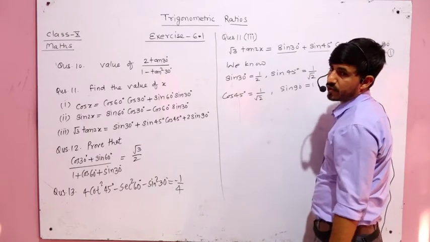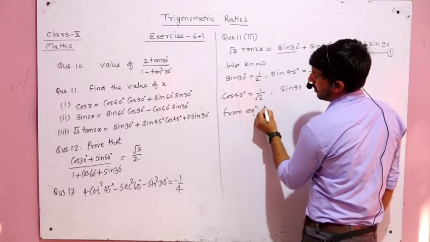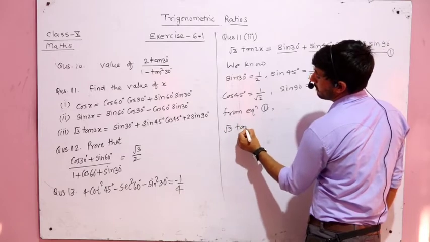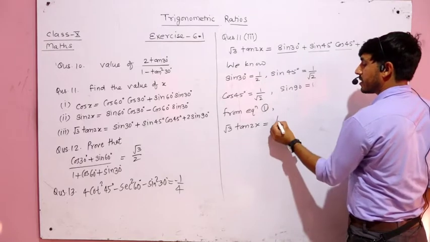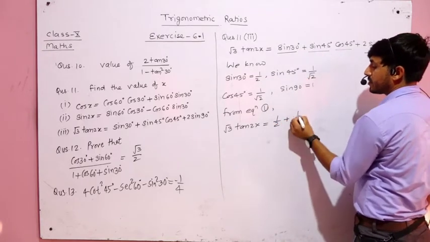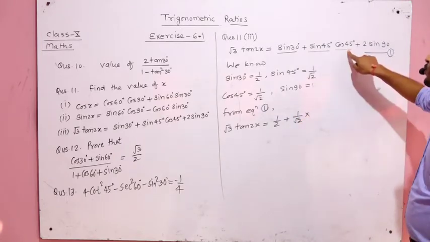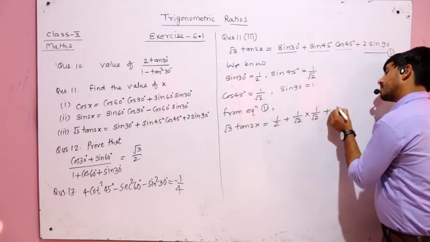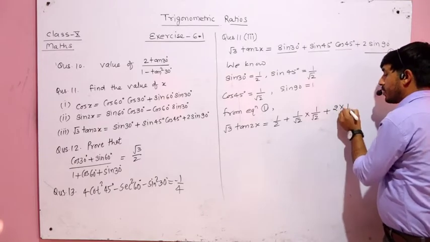Substitute all the values in equation number 1. Then from equation 1, we will get root 3 tan 2x is equal to sin 30 degree, that is given as 1 by 2, plus sin 45 degree, that is 1 by root 2, multiplied by cos 45 degree, that is also equal to 1 by root 2, and plus 2 into the value of sin 90, that is equal to 1.